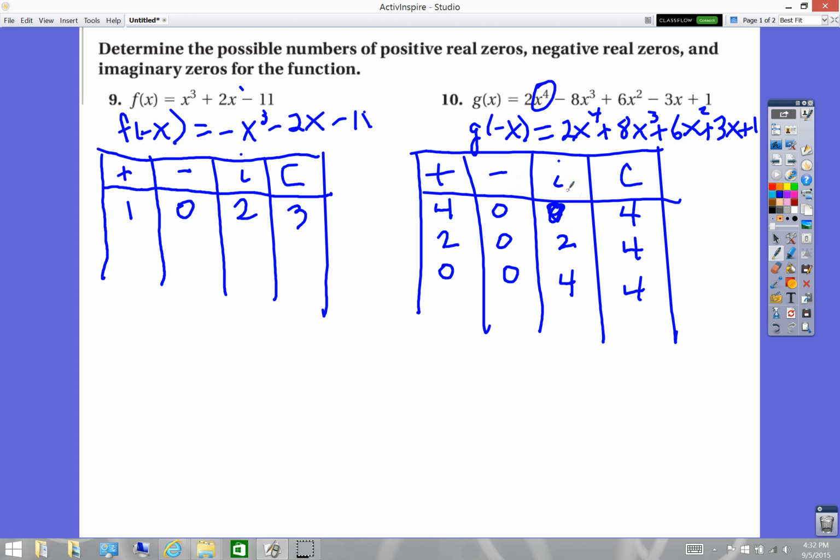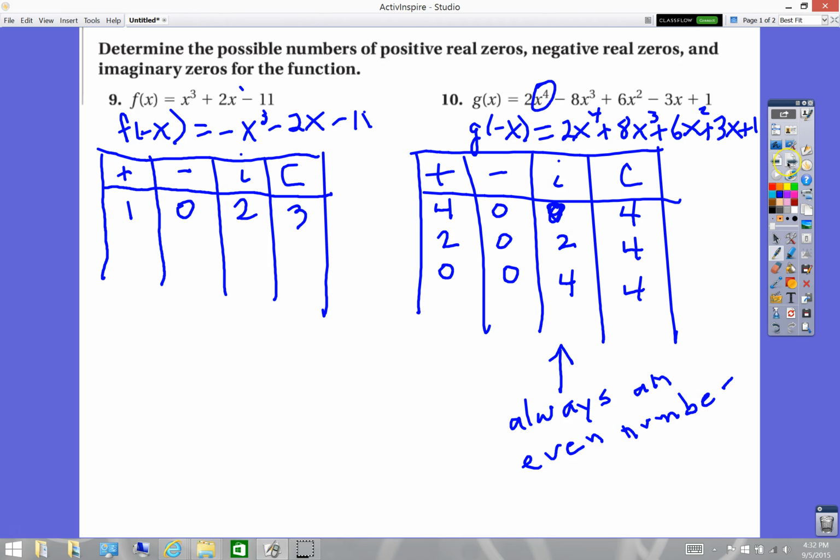Now you should know already that these numbers here always are even numbers. Imaginary zeros always occur in pairs. Hopefully that's not new, but if it is, now you know. Okay. Now I'm going to show one more example, which is only somewhat related to this, but it followed right after, and I thought I'd show it to you.